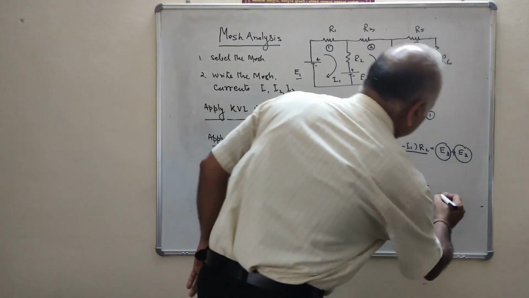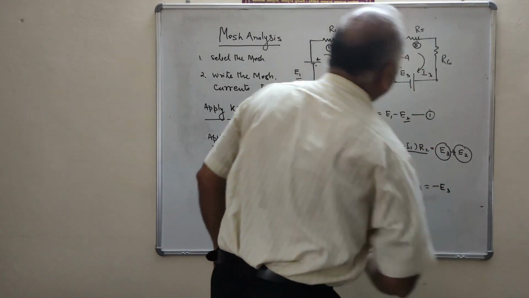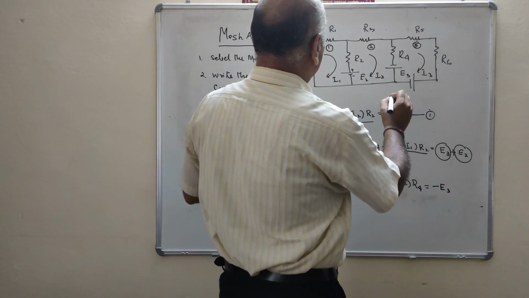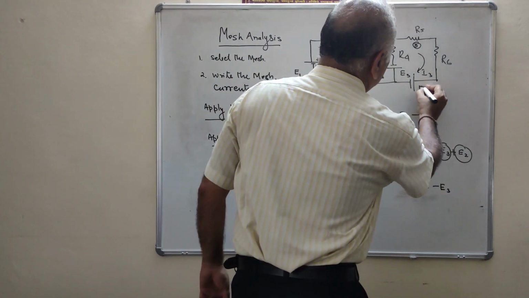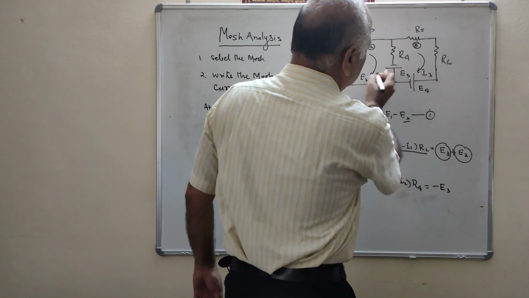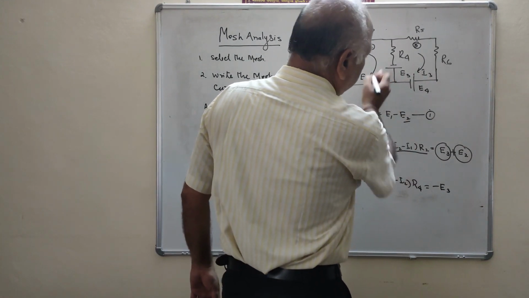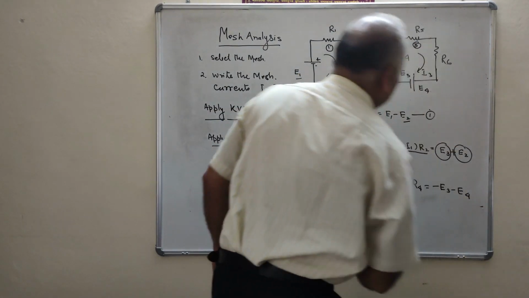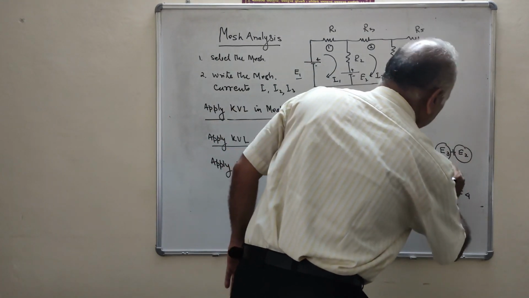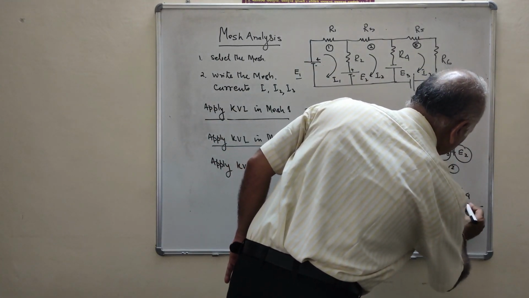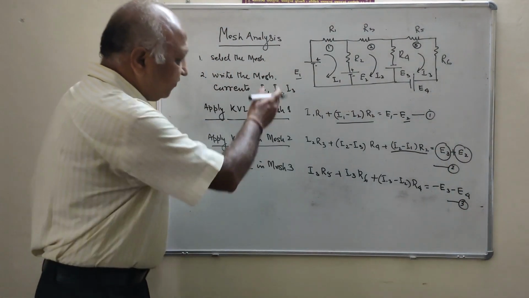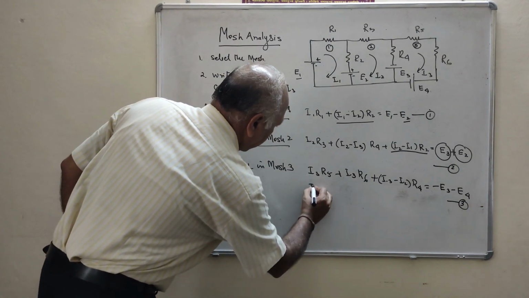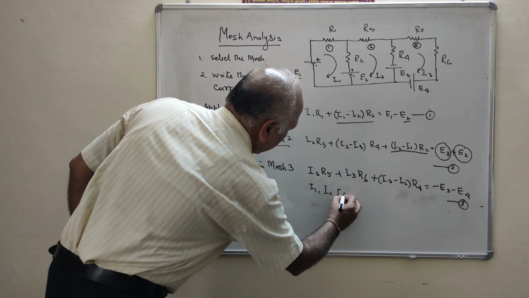Positive to negative, that means this will be the minus I3. Clear? This is the minus I3. Sorry, this is the E4. Clear? This is the E3. So what is this? Positive to negative, minus E3. And what is this? This is the minus E4. That means this is equation number 1, this is equation number 2, and this is equation number 3. Clear? By solving these equations, we will get the value of I1, I2 and I3.